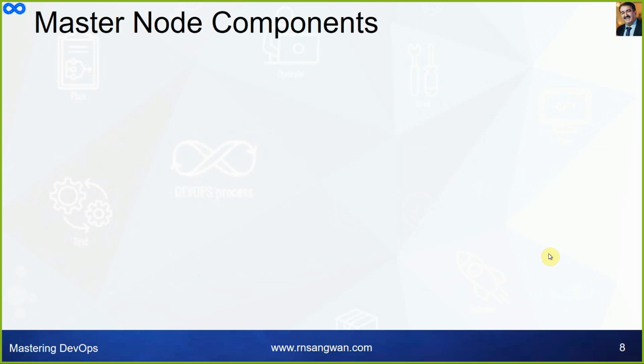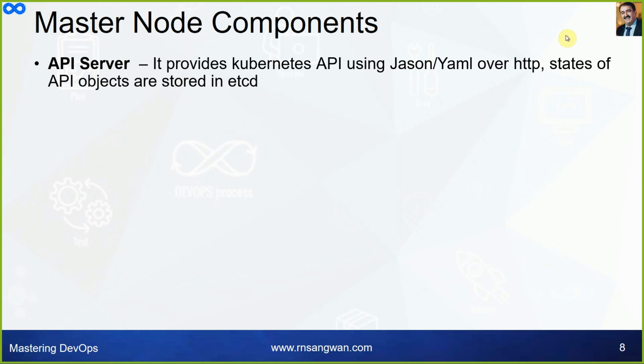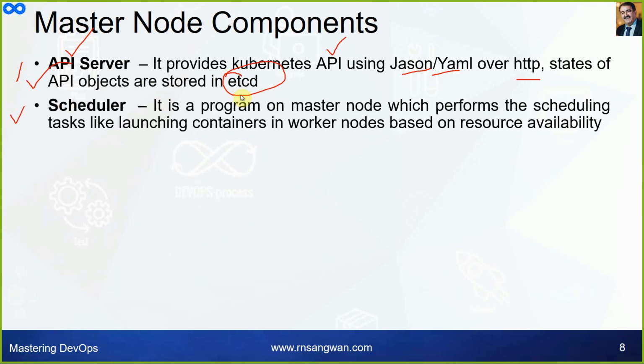Then let's talk about what we need to deploy on the master node. The master node, or control plane node, has one component called the API server. The API server provides the Kubernetes API using JSON or YAML over HTTP. The states of API objects are stored in the etcd database. We have the scheduler also running. It is a program on the master node which performs scheduling tasks like launching containers in worker nodes based on the availability of resources.